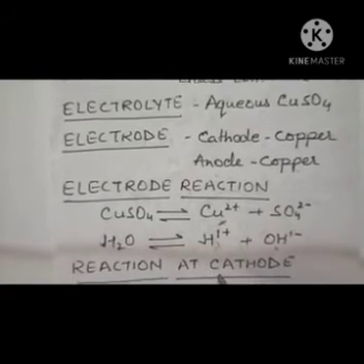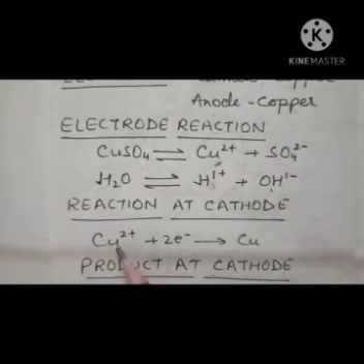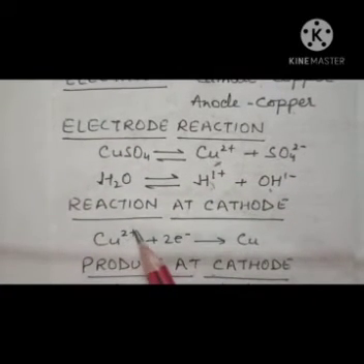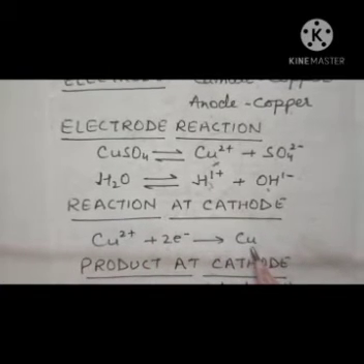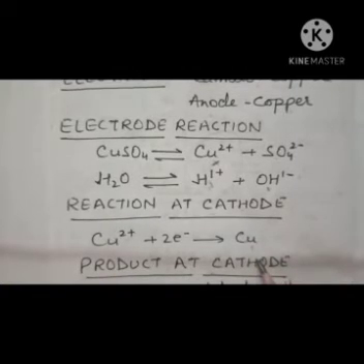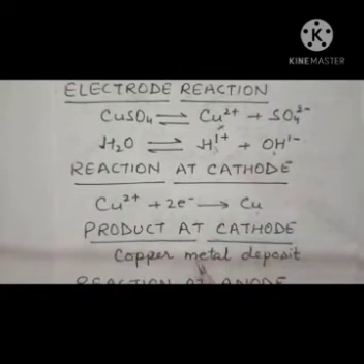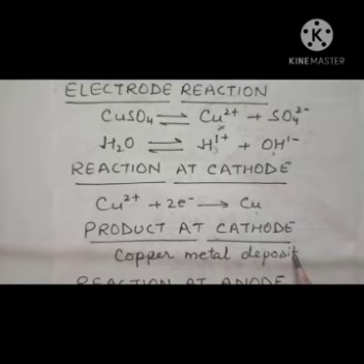So what is the reaction at cathode? The reaction at cathode is copper 2 positive ion will gain 2 electrons and converted into copper atom, and they are deposited at cathode, right? So what is the product at cathode? Copper metal deposit at cathode.